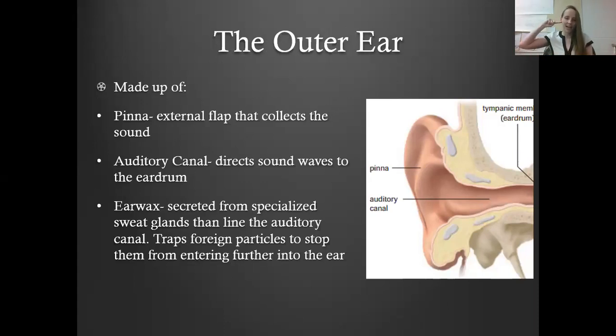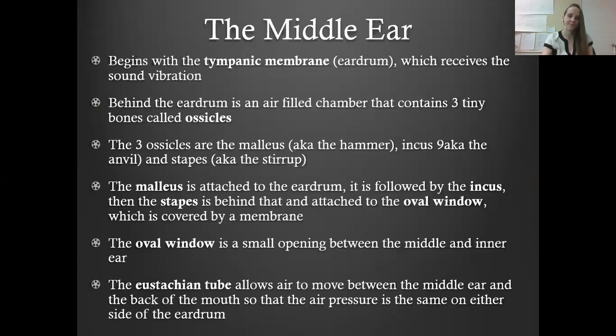The auditory canal is then the hole in your ear, which directs any incoming sound waves to your eardrum. And then you also have earwax in there, which is secreted by specialized sweat glands, and its job is to trap any foreign particles and stop them from entering into the ear. So it's essentially trying to prevent ear infections and things like that.